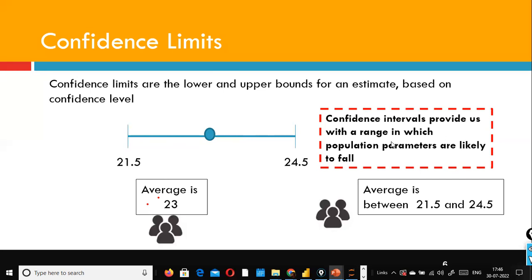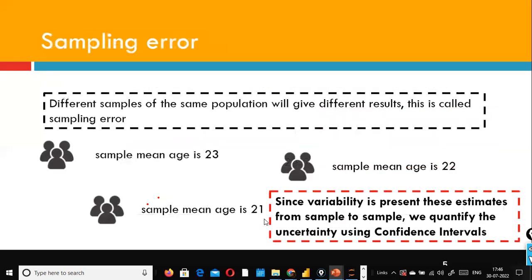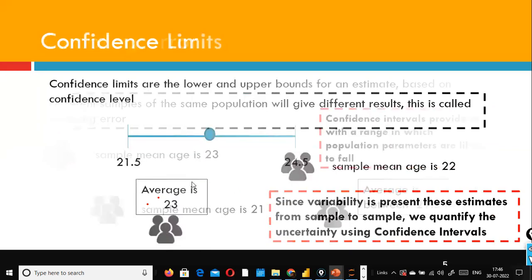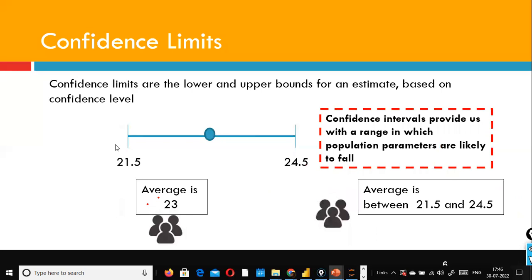So confidence intervals provide us with a range in which the population mean is likely to fall. In this case, one person gets a sample mean of 21, another 22, another 23. So now the population mean can fall anywhere between 21.5 and 24.5, just like between 9:30 and 10:30, my population mean can fall anywhere in that range.